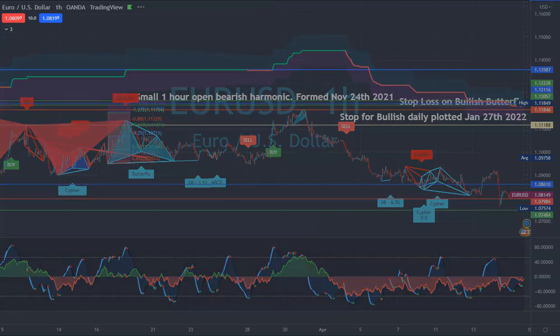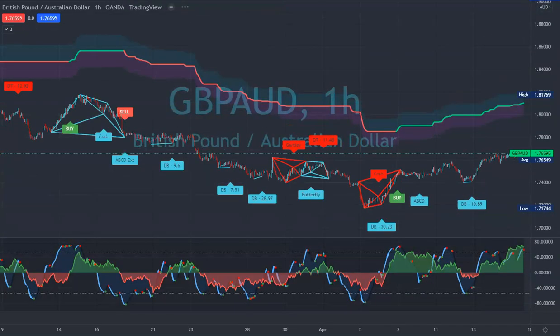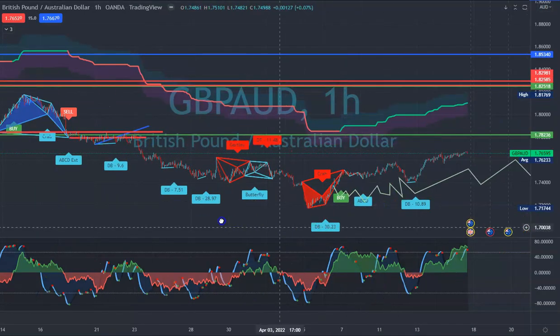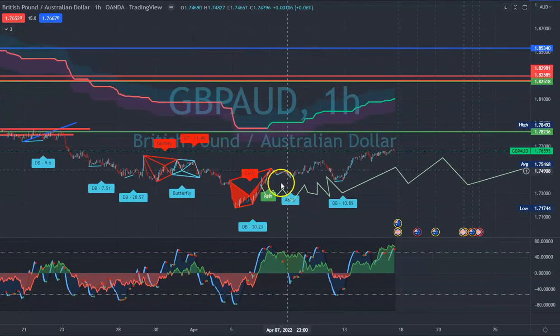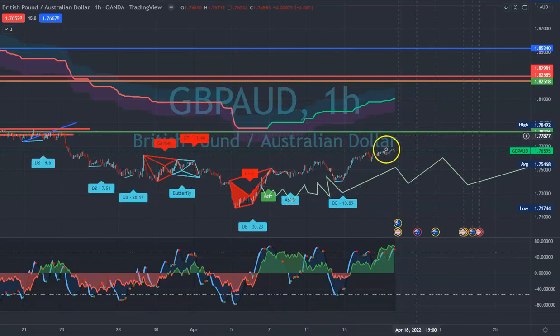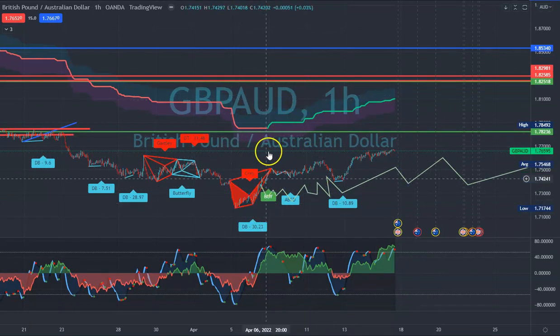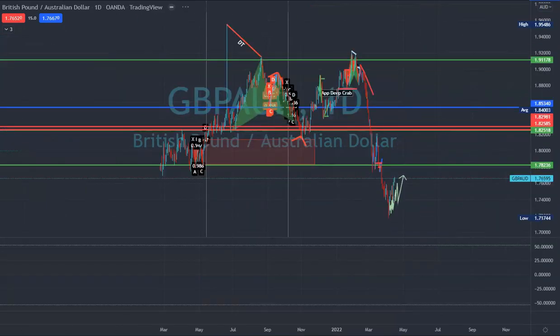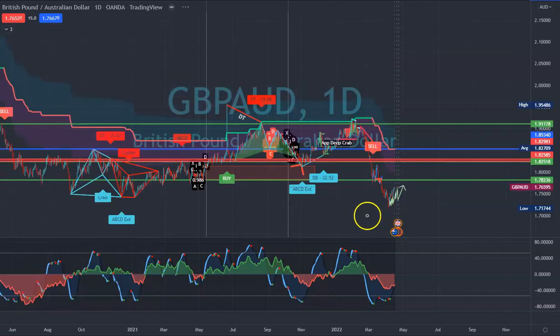All right, so moving on to GBP AUD. Started buying this thing. Stay in there, man. Stay in there. This thing is telling you, it's telling you correctly. Let's see the daily. Daily. Got a little turn around, man.